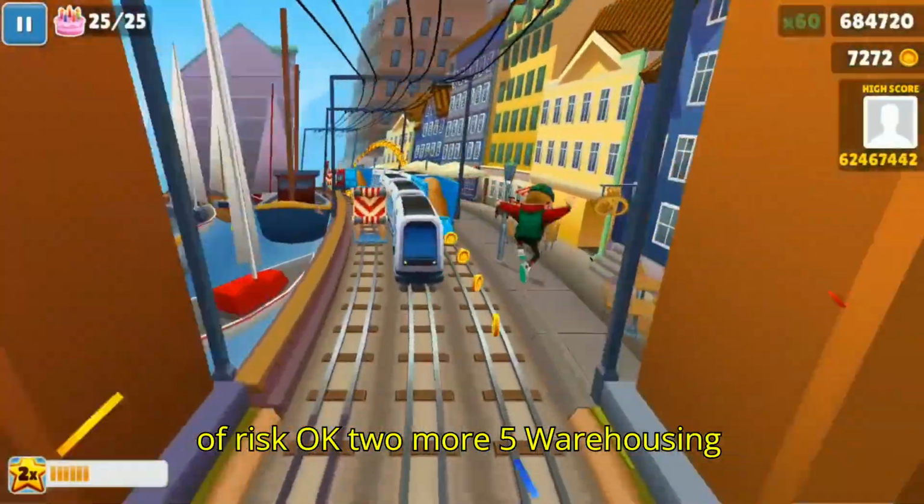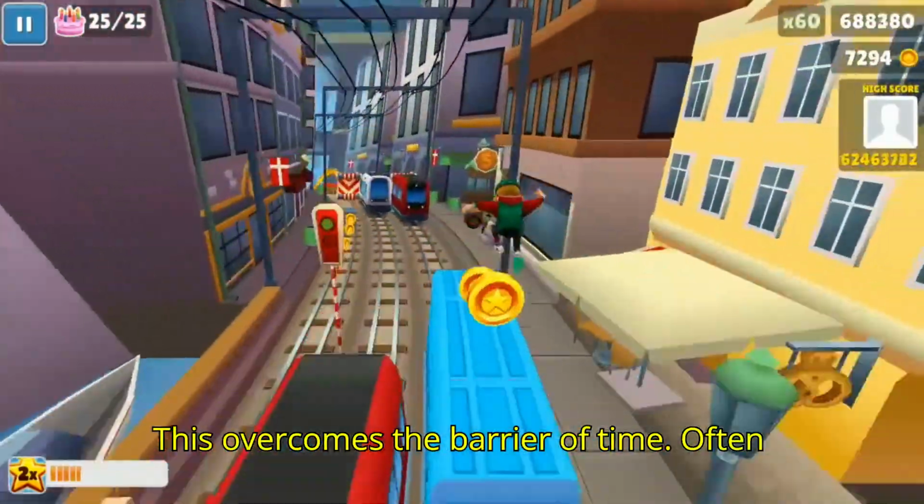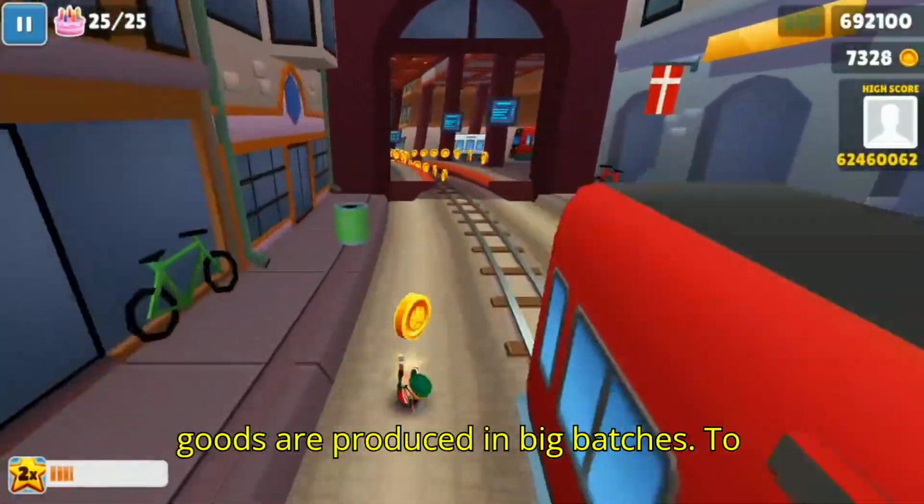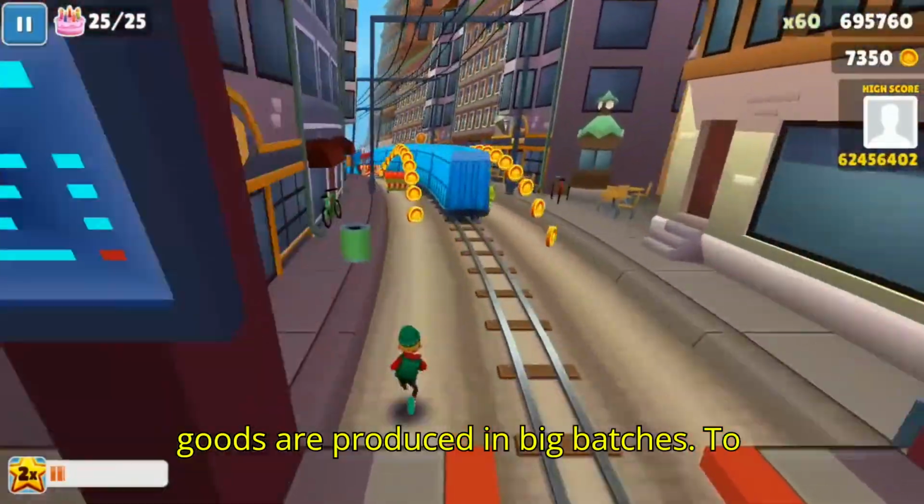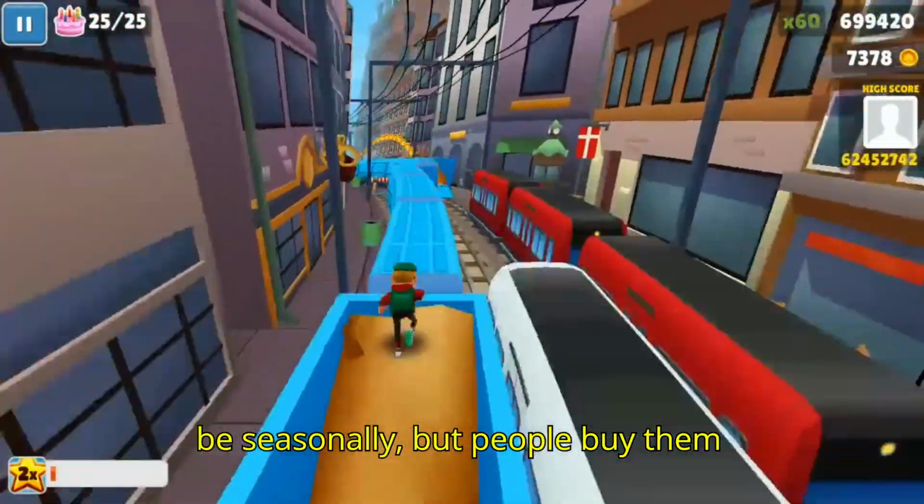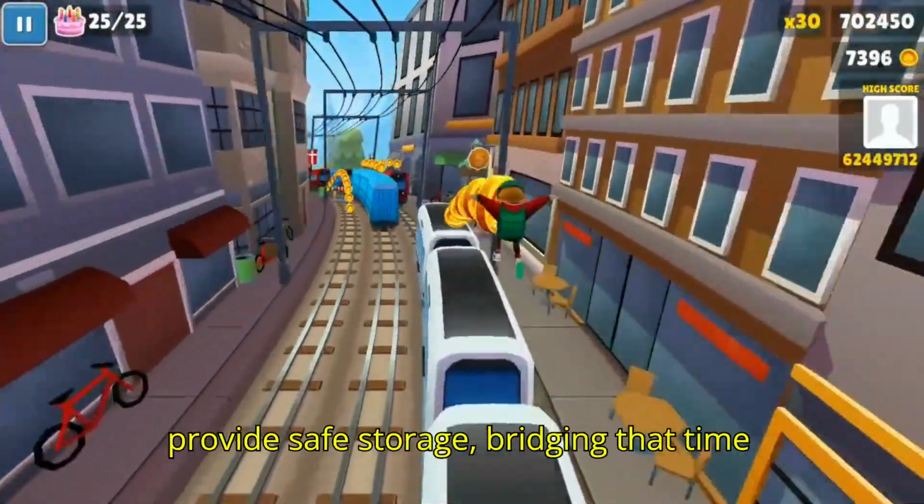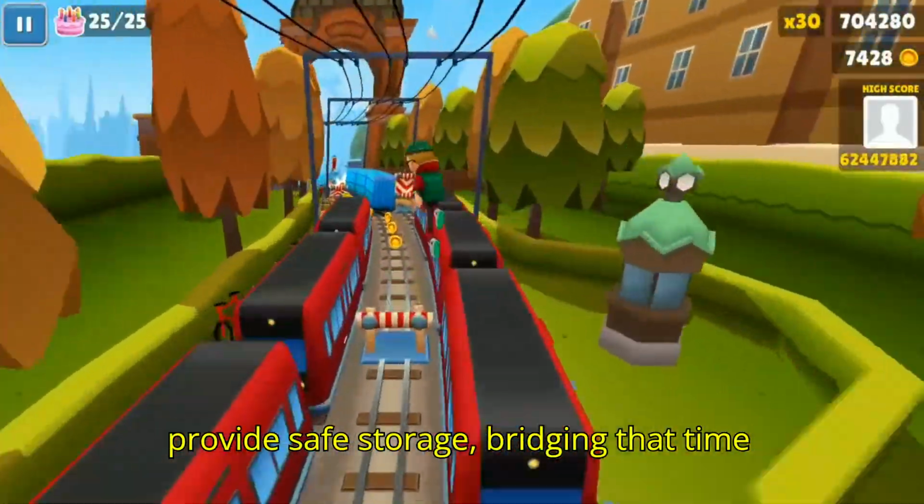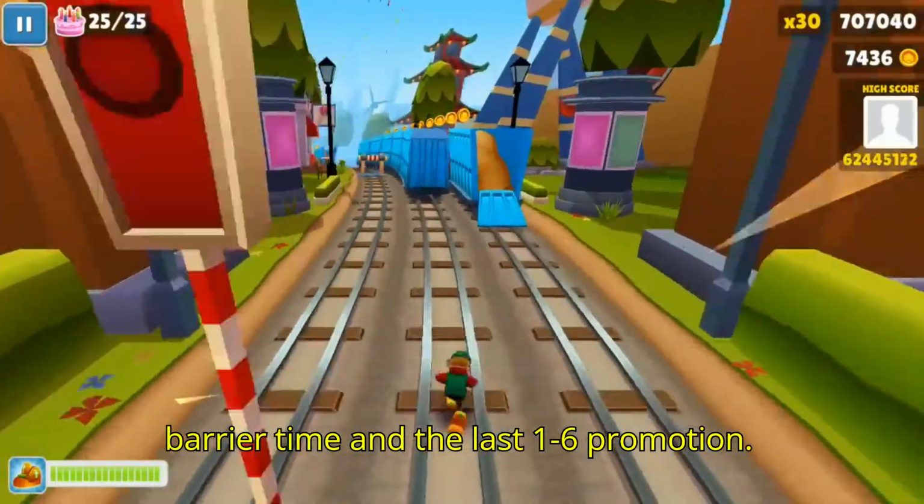5. Warehousing. This overcomes the barrier of time. Often, goods are produced in big batches, maybe seasonally, but people buy them steadily throughout the year. Warehouses provide safe storage, bridging that time gap between production and consumption. Barrier of time. And the last one?